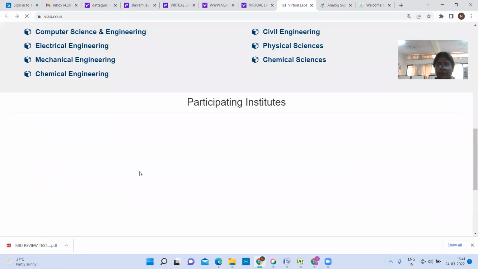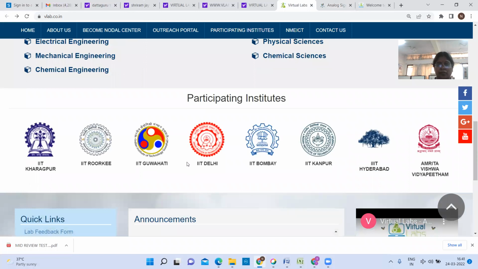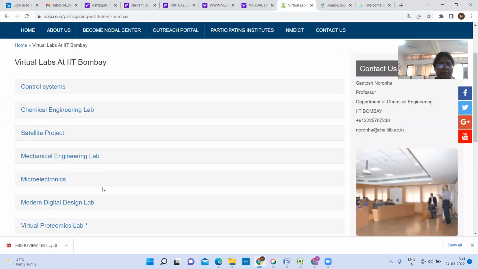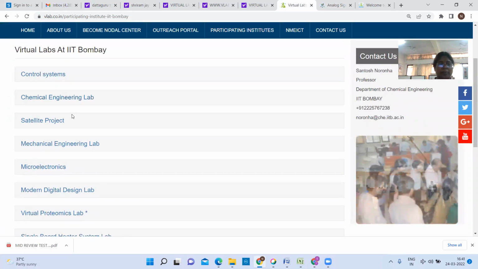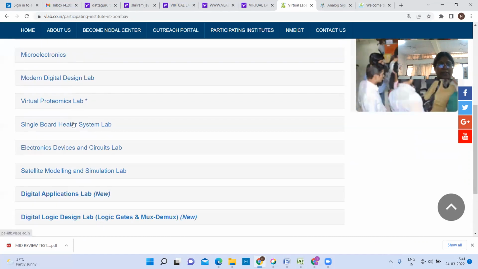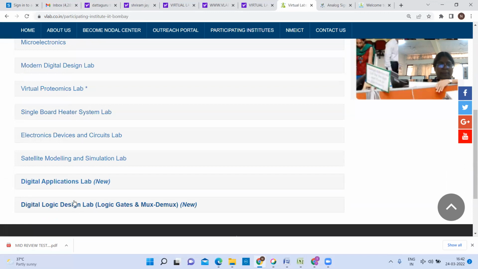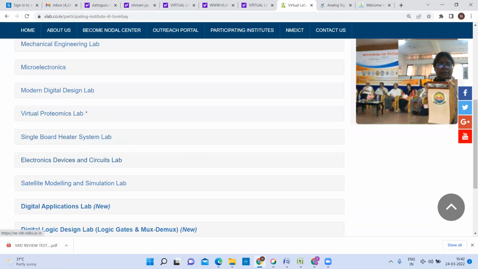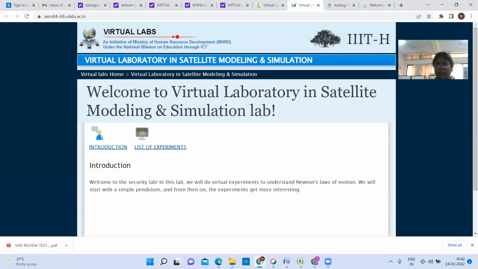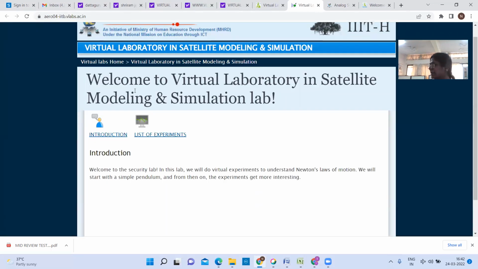Okay, so I will check it for IIT Bombay. IIT Bombay च्या कुठल्या आहेत बघा आता. Control system, chemical engineering, satellite, mechanical, electronic devices, digital application, satellite modeling and simulation lab. So see here. They are having some simulations related to satellite.